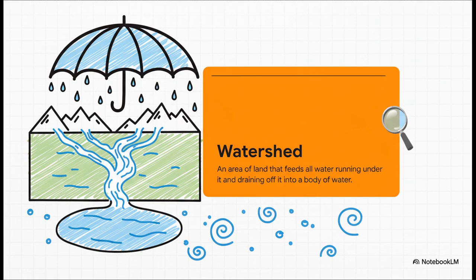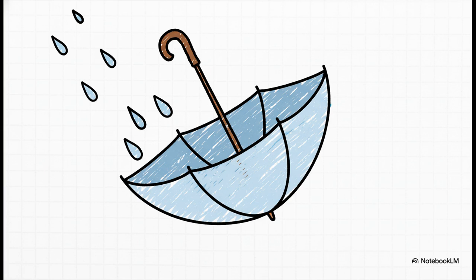Okay, so what is a watershed? Well, the textbook definition says it's an area of land that channels all the water to a common outlet, like a river or a lake. But let's put it another way. Just think of it like a giant natural funnel for collecting water. Now, that definition might still feel a little abstract. So let's use a great analogy to really make this click.